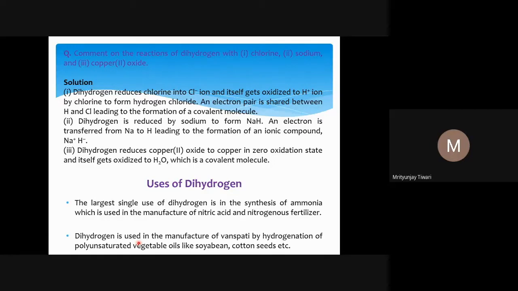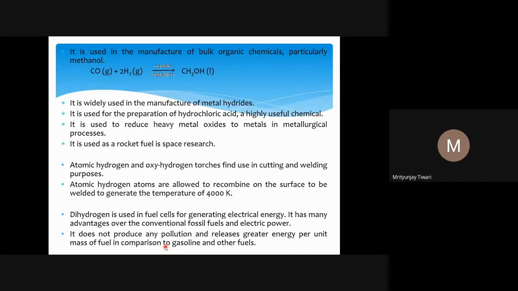We add hydrogen atoms to those double bonds, and this process is called hydrogenation. After hydrogenation, we get saturated fats, which we call vegetable oils. So that is also there for us, and it is available for edible purposes.